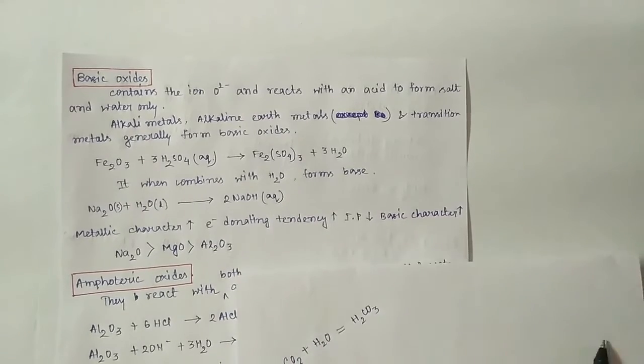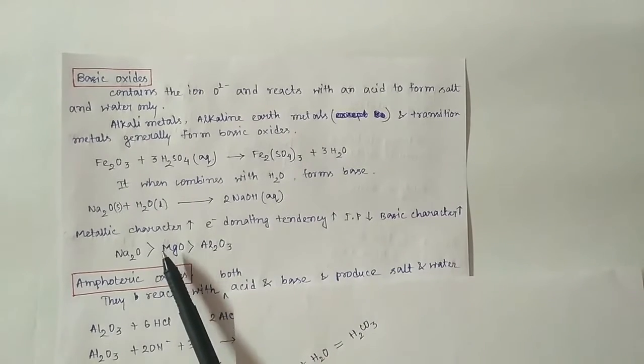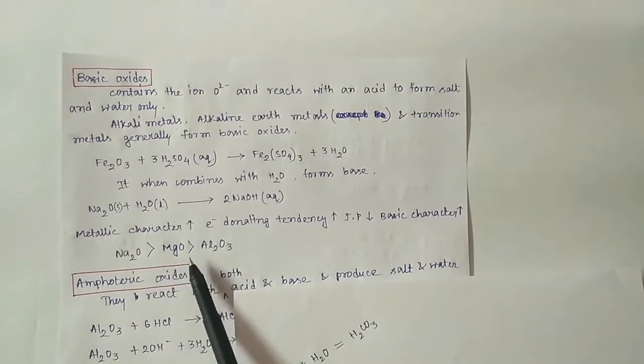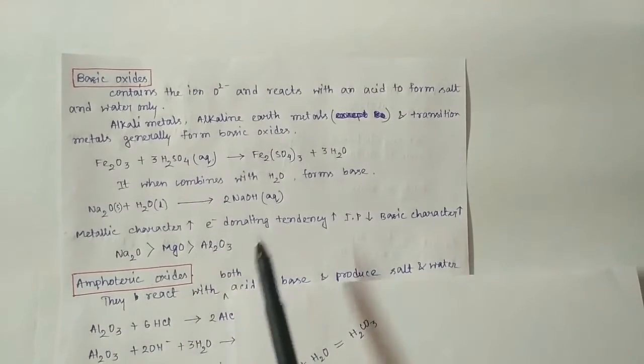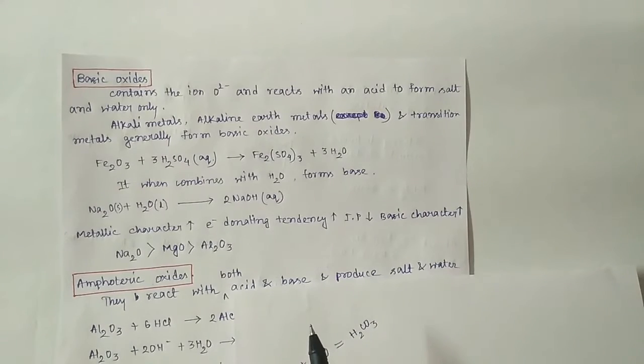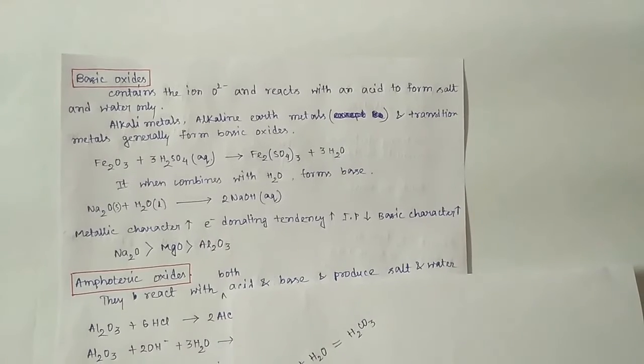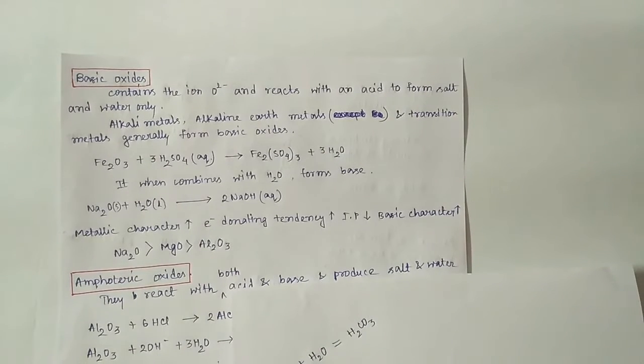I have told you that basic character depends on metallic character, and that is why the alkali metals and alkaline earth metals produce basic oxides. If we go down a group, we will find that the metallic character is gradually increasing, and thus electron donating tendency is increasing and ionization potential is getting reduced. Thus basic character is increasing, and thus they form strong basic oxides.